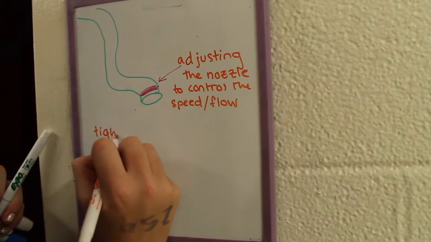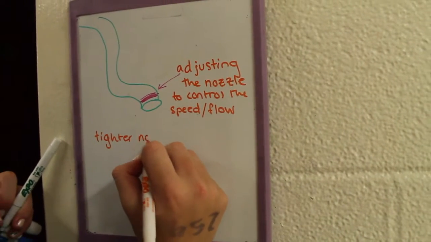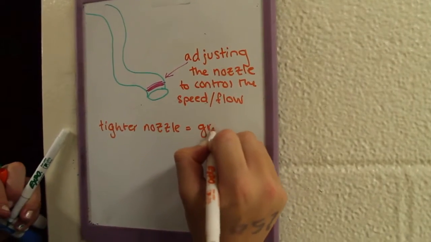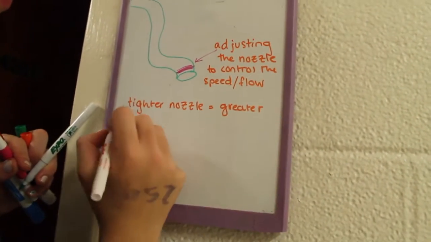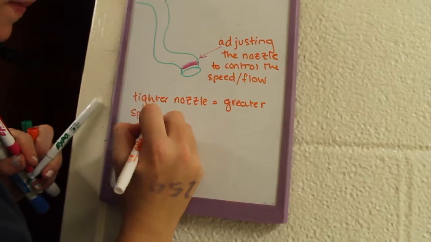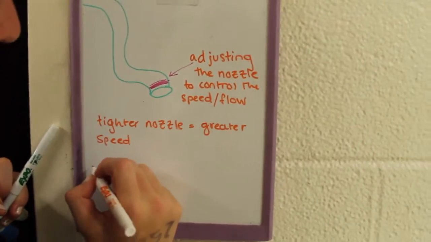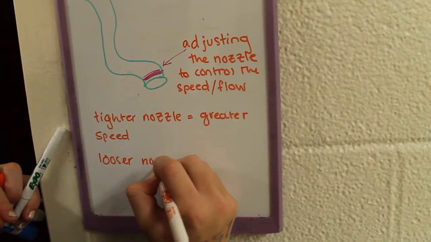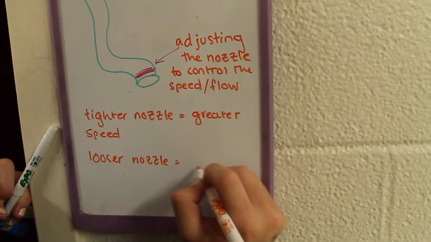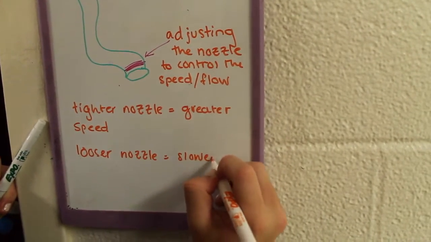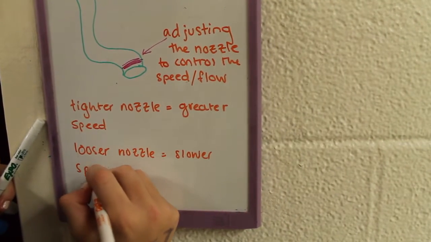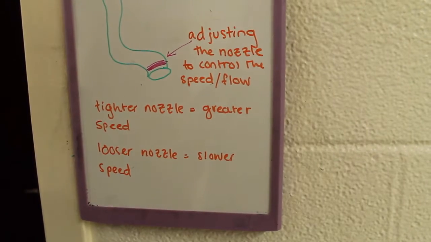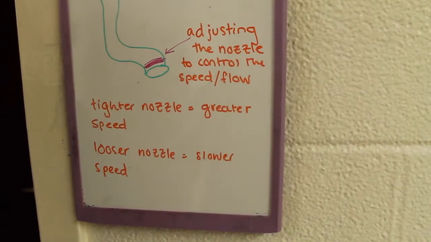And this is a great application of Bernoulli's principle. Essentially, when you tighten the nozzle, the water speed through the garden hose is actually greater. And when you loosen the nozzle, the speed through the garden hose is less. And you can apply this to watering your plants so that when you want to water a large amount of plants, you use a greater speed to get the most water flow.